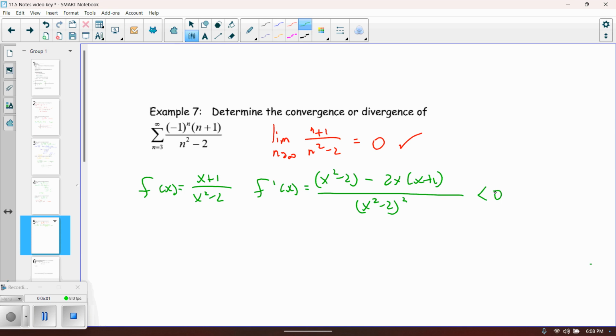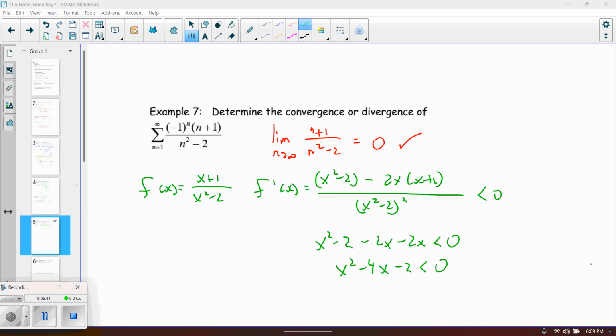Again, keep in mind that our sum starts at n equals 3. So x equals 3 is the smallest value that we would start with anyway. And for every x value greater than 3, the denominator is always positive, so that really doesn't have any effect on anything. So let's get rid of the denominator and state that x squared minus 2, distributing the top, minus 2x squared minus 2x has to be less than 0. So it looks like x squared minus 4x minus 2 has to be less than 0.